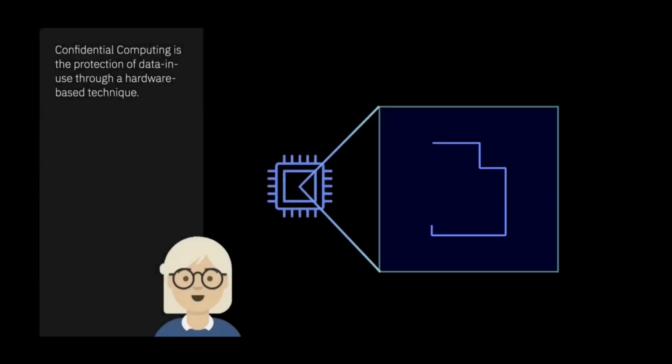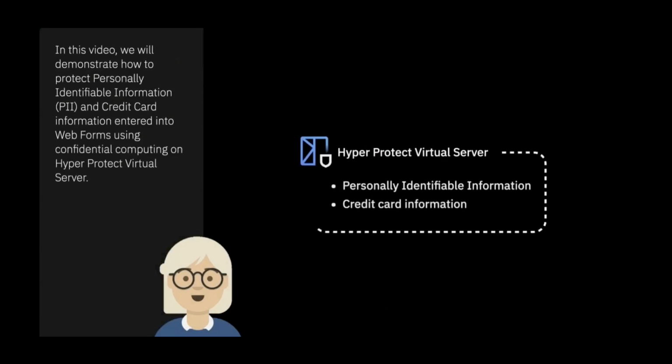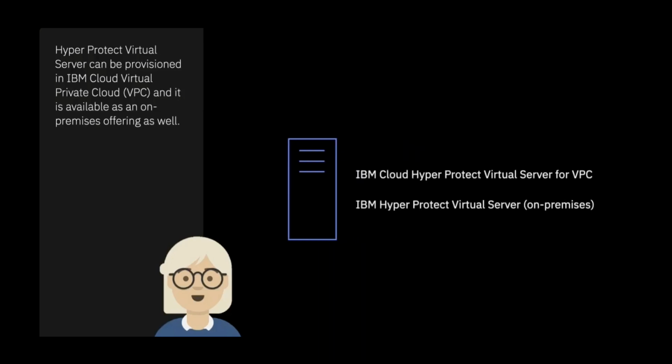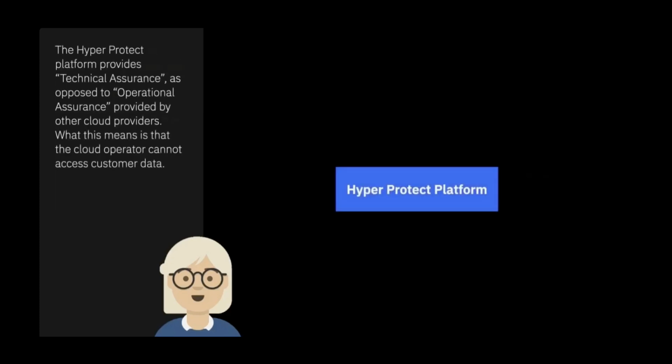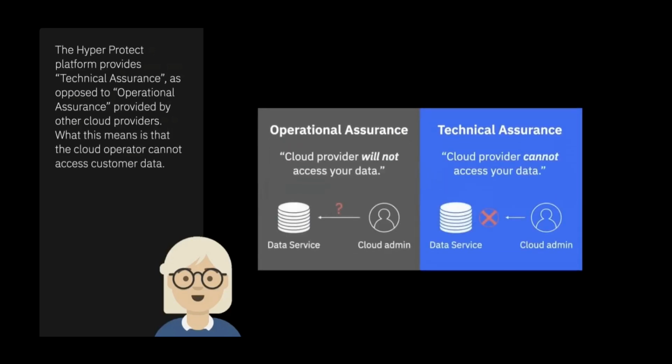Confidential computing is the protection of data in use through a hardware-based technique. In this video, we will demonstrate how to protect personal identifiable information and credit card information entered into web forms using confidential computing on the HyperProtect virtual server. HyperProtect virtual servers can be provisioned in IBM Cloud Virtual Private Cloud and is available as an on-premise offering as well. The HyperProtect platform provides technical assurance as opposed to operational assurance provided by other cloud providers. What this means is that the cloud operator cannot access customer data.